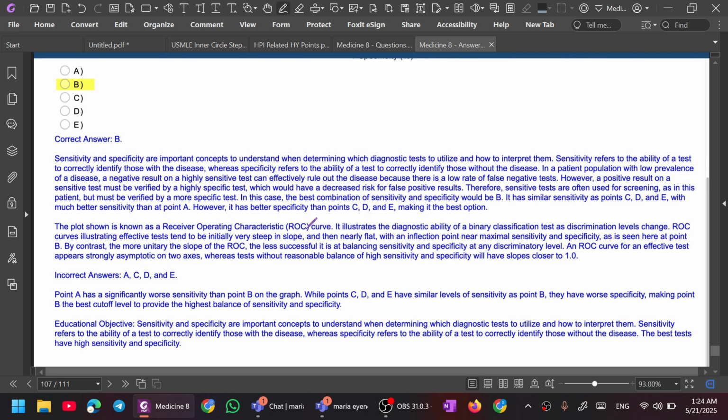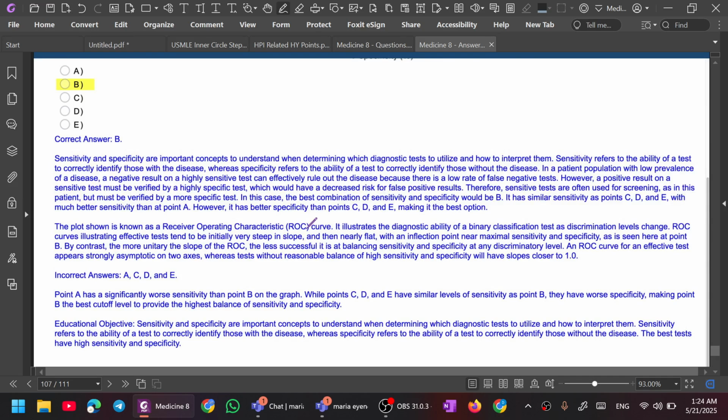In this case, the best combination of sensitivity and specificity will be B. It has similar sensitivity as points C, D, and E, with much better sensitivity than point A. However, it has better specificity than points C, D, and E.